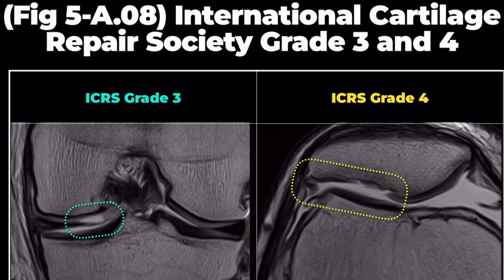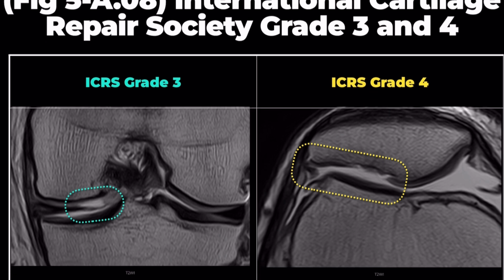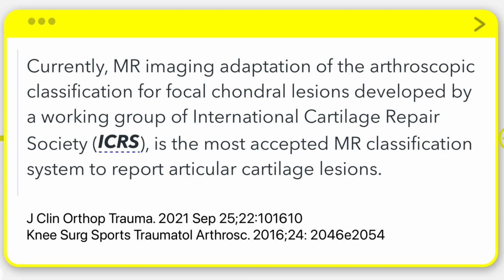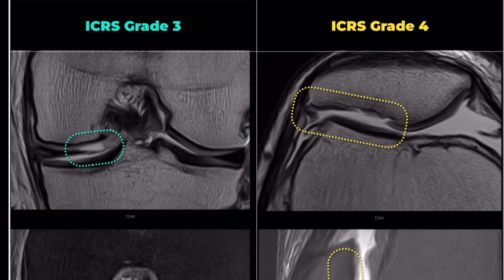Today, we will talk about MRI classification of articular cartilage lesions. Currently, the most widely accepted MRI classification system is an adaptation of the arthroscopic classification developed by a working group of the International Cartilage Repair Society, or ICRS. Let's look at the two cases I'm showing you.